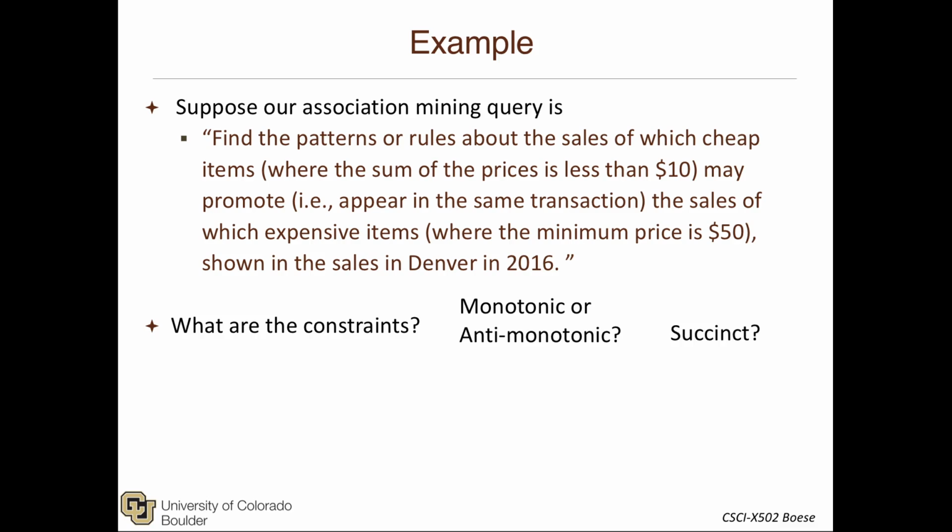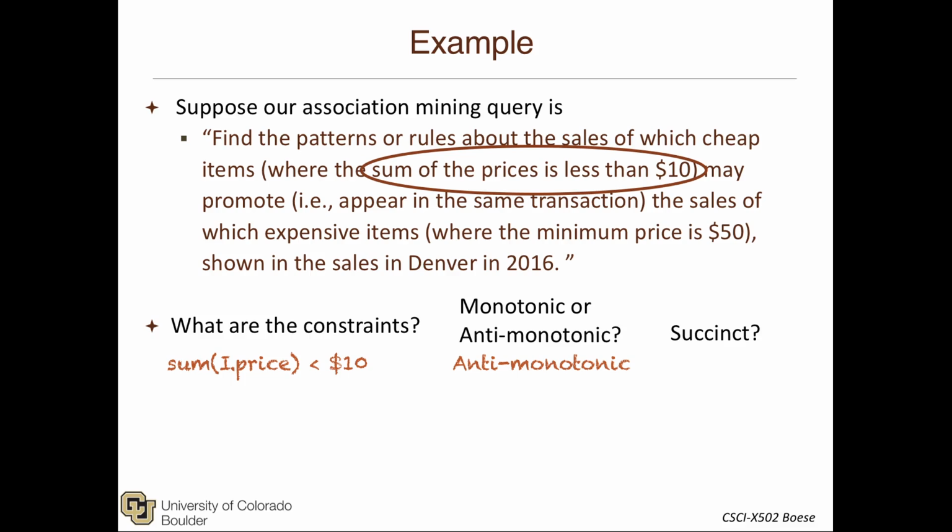So the first one, if we look, the sum of prices is less than $10. So we can write out the constraint that the sum of our subset I of the price is less than $10. All right, so then we ask, is it monotonic or anti-monotonic? So remember, anti-monotonic would be if an item set violates the constraint, then so does all its supersets. So once that sum gets violated, you cannot unviolate that. So this would be our anti-monotonic. And then is it succinct? Well, no, because a superset could violate this constraint.